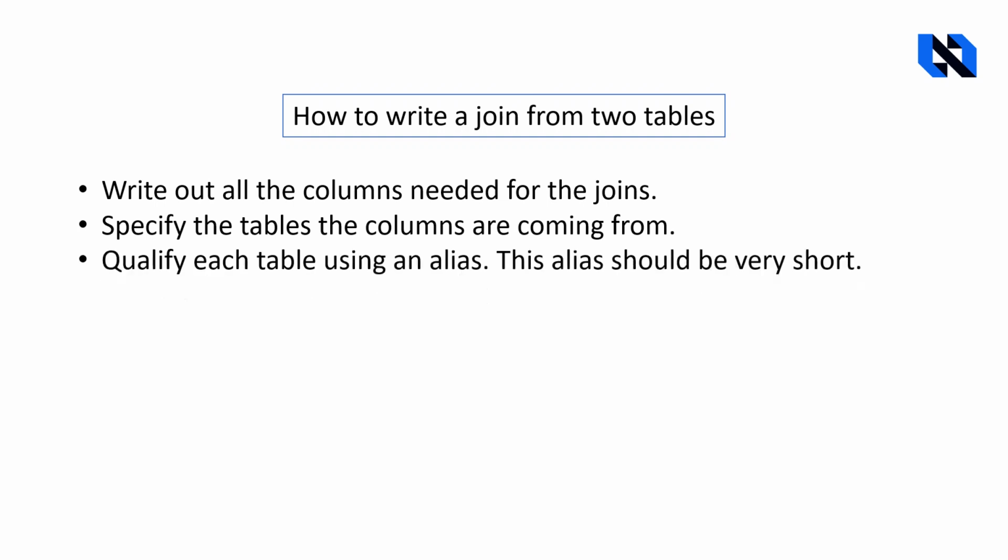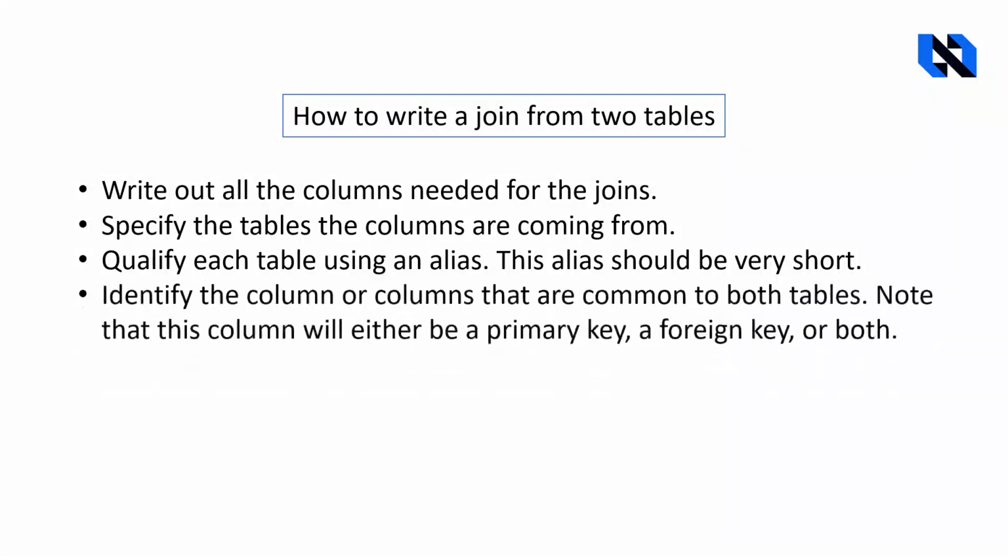Now, for each of the tables you have specified, you need to qualify them with an alias, right? The same way you have column aliasing is the same way you have table aliasing. So qualify each table using an alias. Now, this alias must be very, very short to avoid table ambiguity.